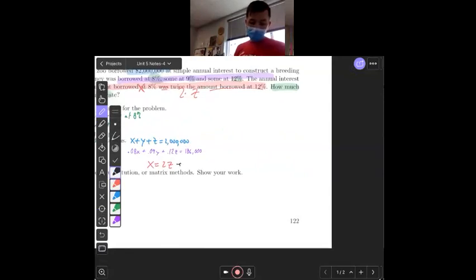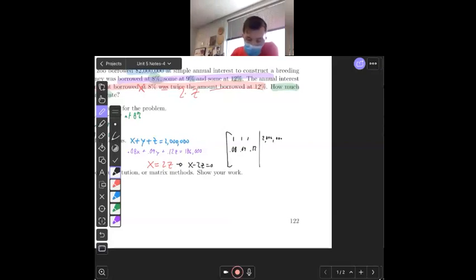Just like last time, we would need to switch this to x minus 2z equals 0, because we want all the variables on one side. So it would be 1, 1, 1, 2 million. That would be 0.08, 0.09, 0.12, and 186,000. Then 1, 0, negative 2, 0. So that would be the matrix. Our setup is there.